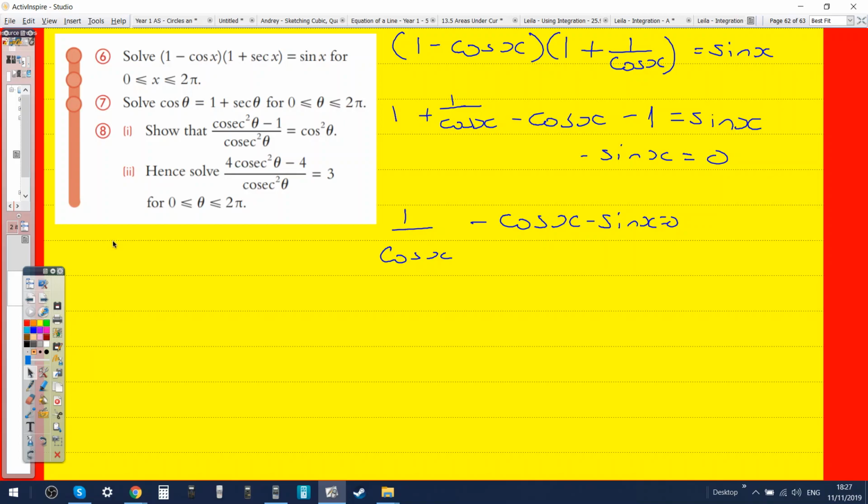That would. So you get 1 minus cos squared x minus sine x over cos. Cos squared x minus. It would be times, wouldn't it? Sine x cos x. Oh yeah, sine x cos x equals 0. Then what? Could you factorize it again? I think so.